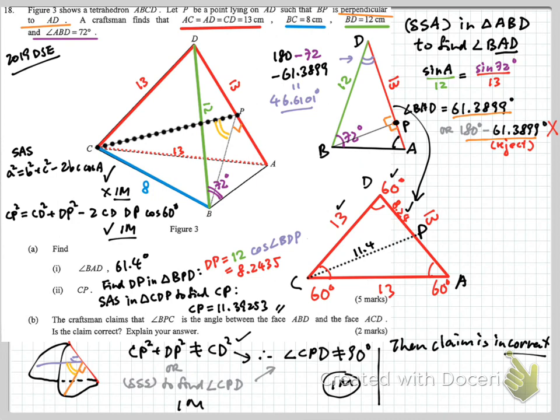One way or another, you arrive at the conclusion that angle CPD is not 90 degrees. This will also give you 1 mark for finding angle CPD, and 1 mark for the decision that it is not 90 degrees to disprove the claim. So, that is the DSE question on year 2019 on 3-dimensional problems.